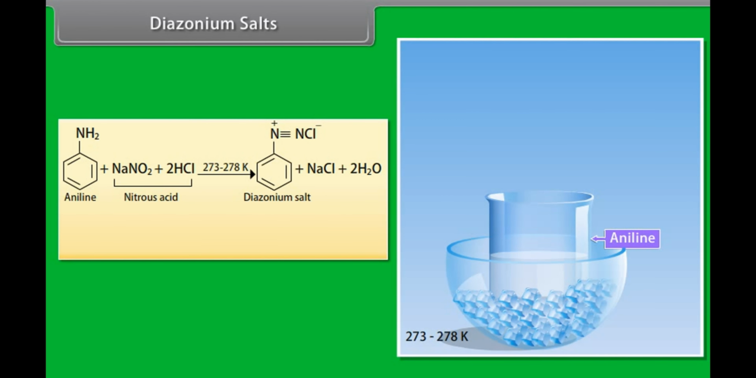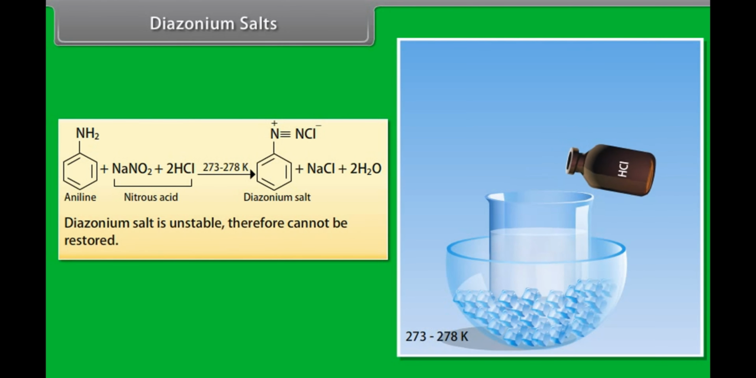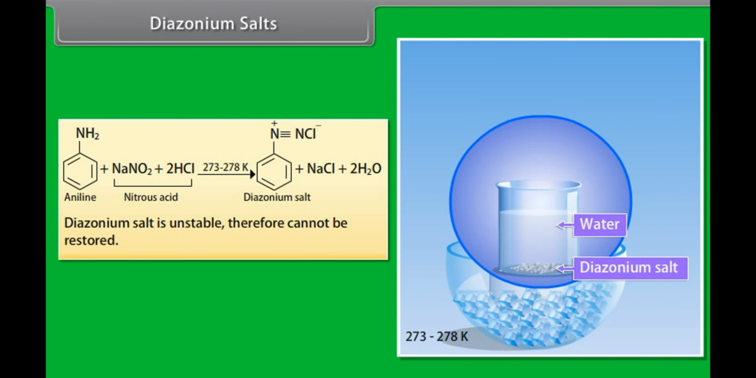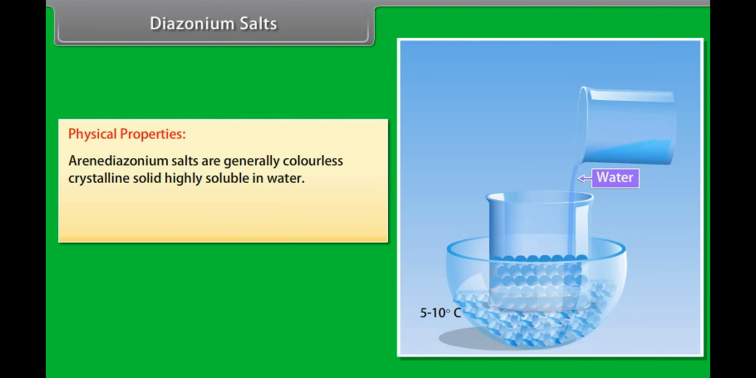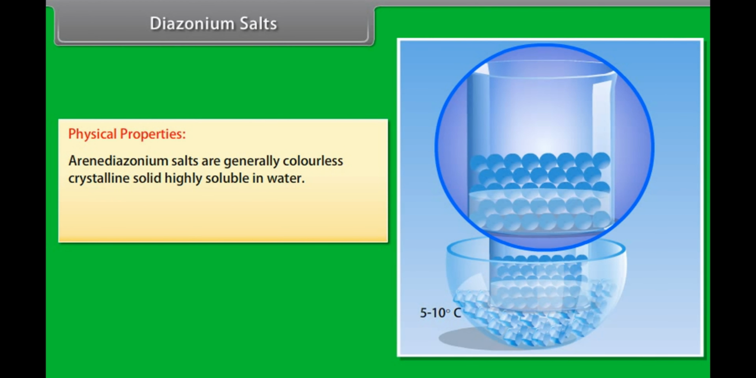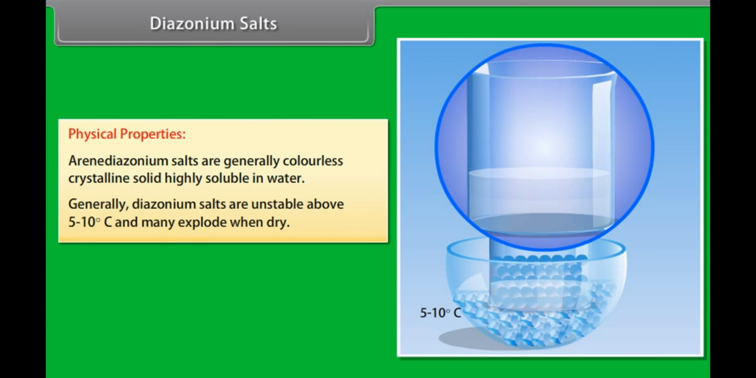Aniline reacts with cold aqueous solution of sodium nitrite and hydrochloric acid at 273 to 278 Kelvin, and it produces diazonium salts. Diazonium salt is unstable, therefore cannot be stored. Physical properties. Arene diazonium salts are generally colorless, crystalline solids, highly soluble in water. Generally, diazonium salts are unstable above 5 to 10 degrees Celsius and many explode when dry.